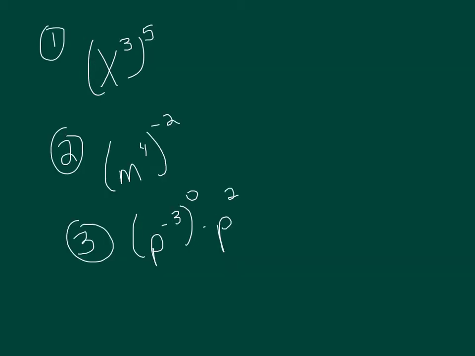Alright, so the first one is x to the third to the fifth. So we have an exponent to an exponent, so you're going to multiply. 3 times 5 is 15, and that's your answer.